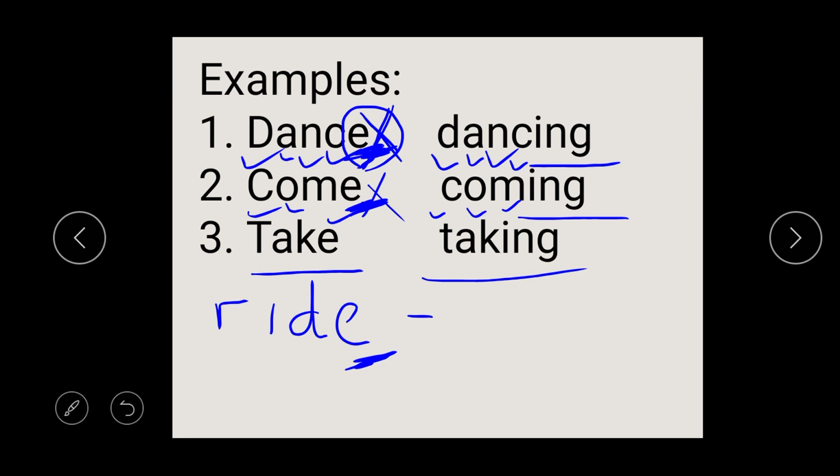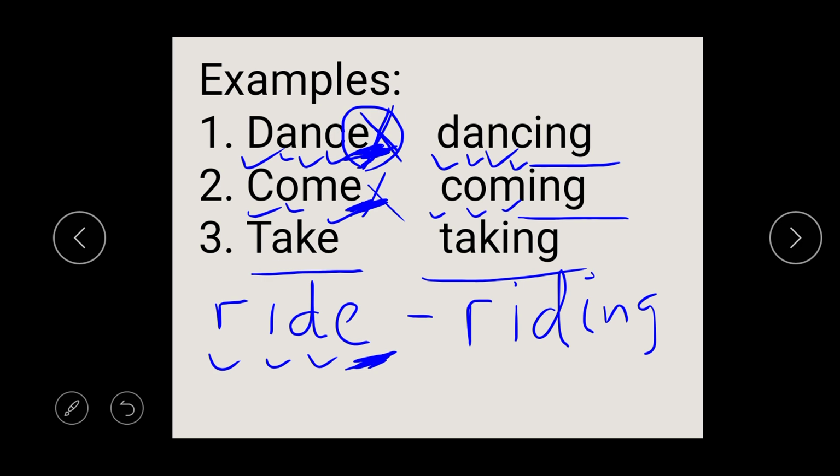We have the silent E at the back. So you are going to remove the silent E and change it with ing. So you have R-I-D, D, but you are not going to write the E, you are changing it with ing, and it will turn to riding. Can you ride a bicycle?